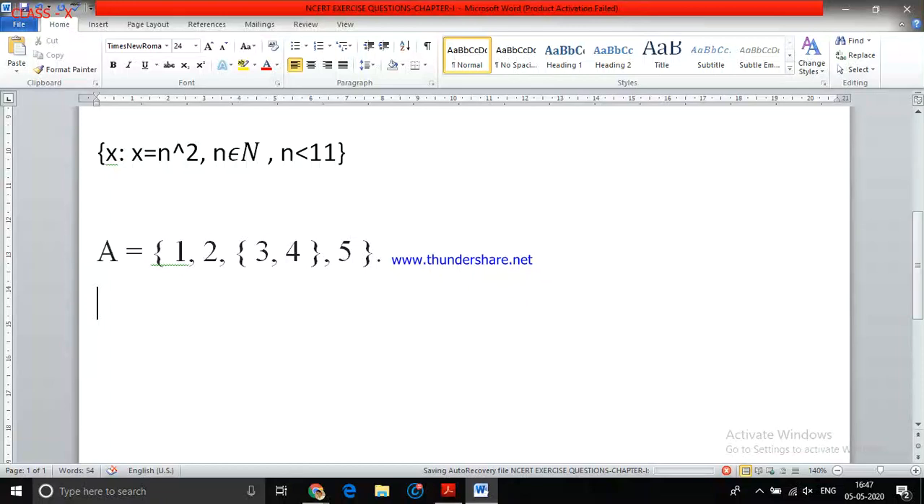If I put in the curly brackets, for example, {3, 4}, now here I have to decide whether it is a subset of A or belongs to A. So here I have to put belongs to A, because you see this one as it is there here. So it has to be an element of A.